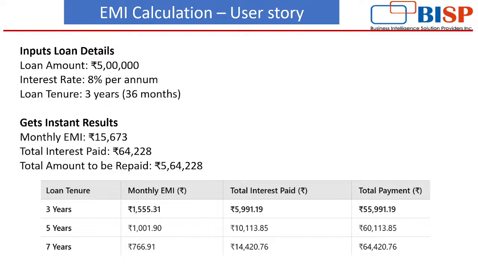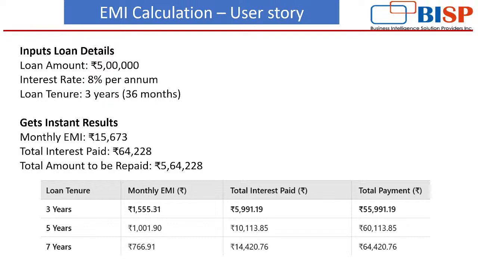So he adopts EMI calculator, where if you see the loan details which he will input. So here the loan amount mentioned is 5 lakh, then interest rate 8%, and it is for 3 years, that is 36 months. After applying it to the EMI calculator, he gets instant results. His monthly EMI, which the EMI calculator has calculated, comes out to be 15,673.